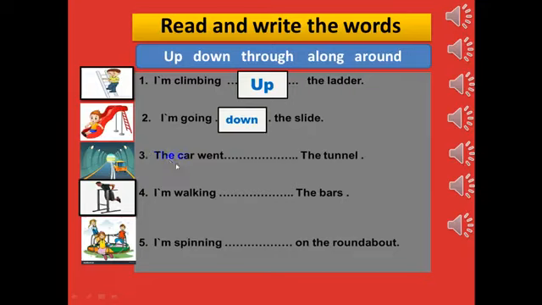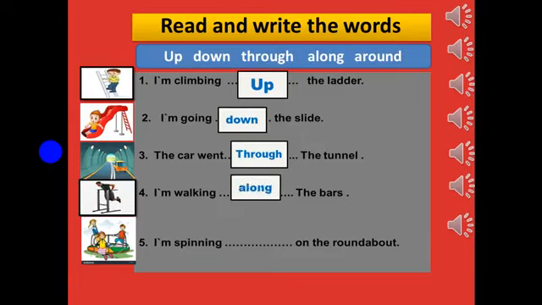Number three, the car went through the tunnel. Okay. Number four, I'm walking along the bars. Now, number five, and the last one. I'm spinning around on the roundabout.